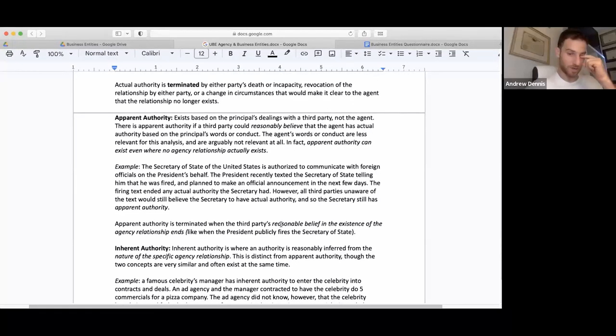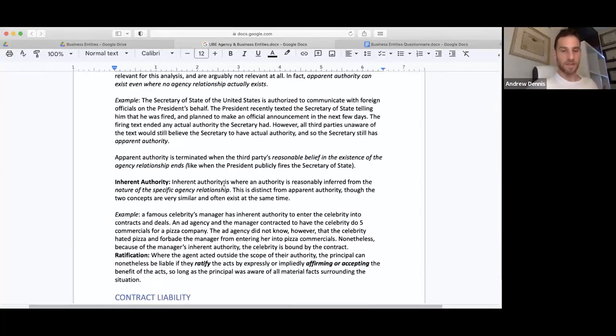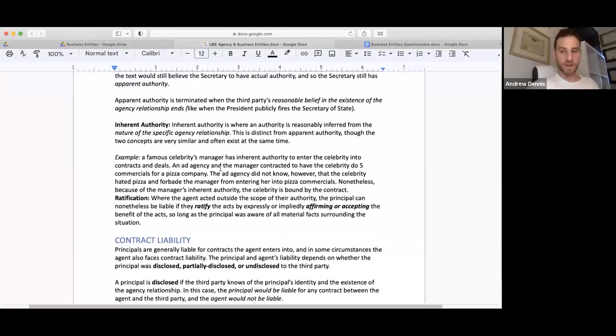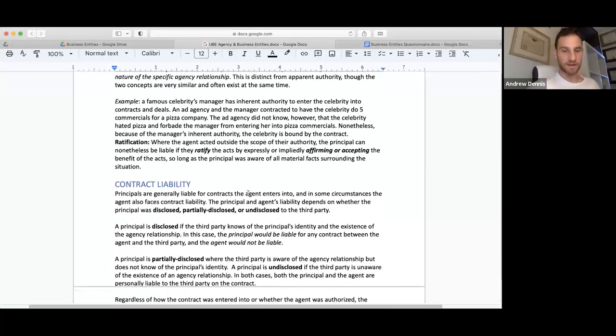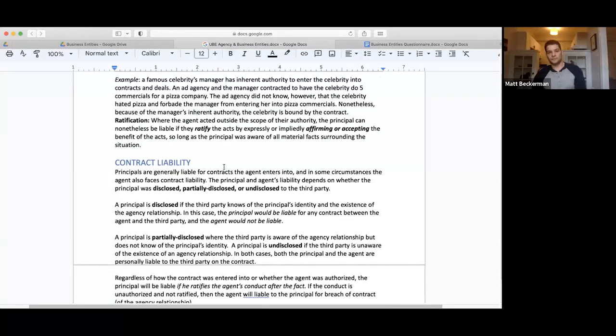Apparent authority is terminated when the third party's reasonable belief in the existence of the agency relationship ends, like when the president publicly fires the Secretary of State. And then inherent authority. It's not heavily tested. It's just like a famous celebrity's manager has inherent authority to enter the celebrity into contracts and deals. And ratification, where the agent acted outside the scope of their authority, the principal could nonetheless ratify the acts. They like testing on ratification, right? If they do something outside the authority, you can ratify it.